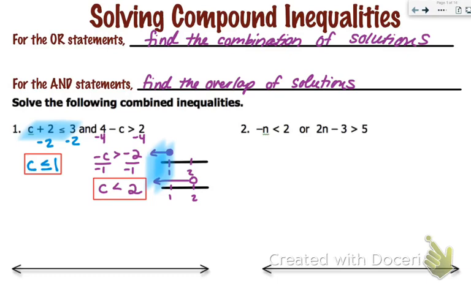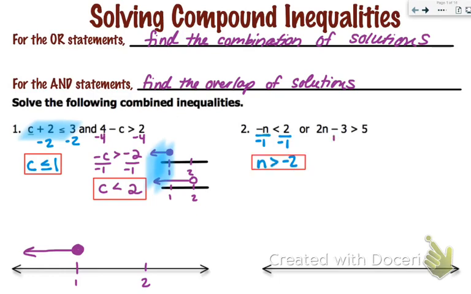There's overlap starting at 1 with a closed circle going to the left. So we need a closed circle at 1 with our arrow going to the left. We cannot use the space from 1 to 2 because it's not a solution for both. That word and makes a big difference. For our second inequality, all we need to do is divide by negative 1, again not forgetting we need to flip our sign.